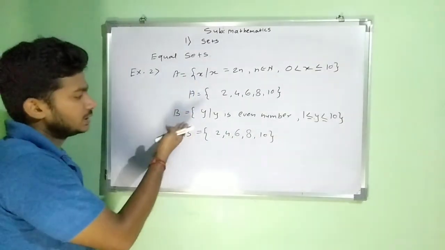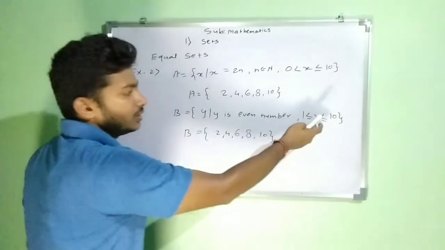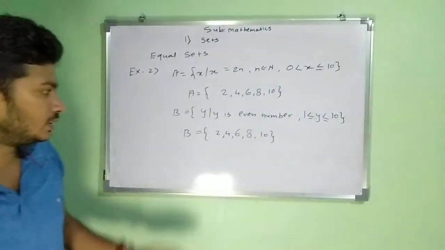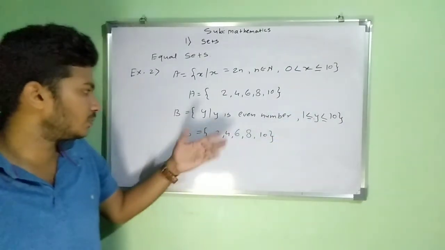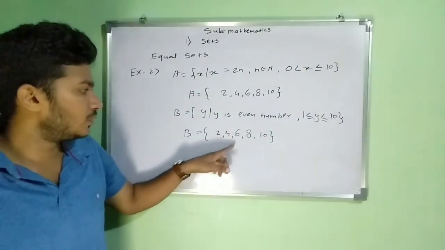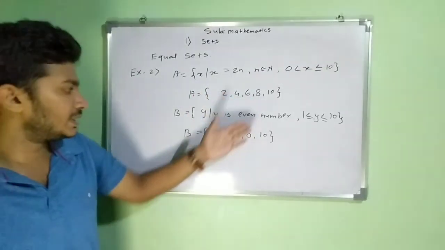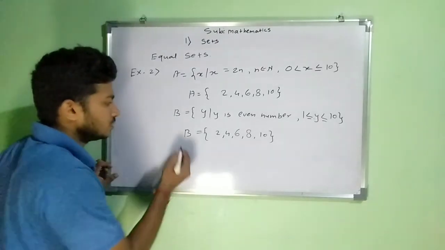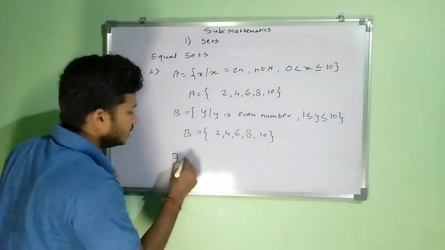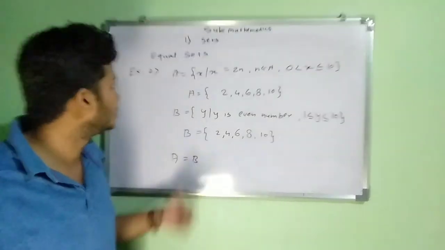Now the second set B = {y such that y is an even number between 1 and 10}, where 1 is less than or equal to y, less than or equal to 10. So we have to write the even numbers between 1 and 10. The numbers will be 2, 4, 6, 8, 10. If you look at set A and set B, 2, 4, 6, 8, 10 and 2, 4, 6, 8, 10, both the elements are the same and the number of elements is the same. Therefore we can write A = B. That means set A is equal to set B. So these are some examples of equal sets.